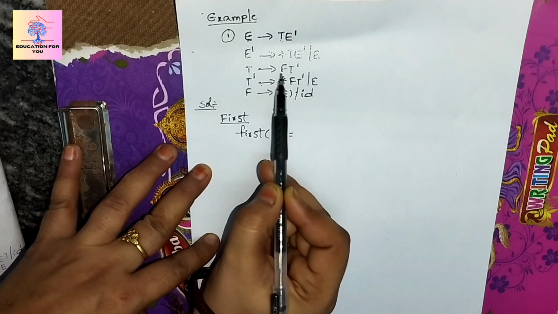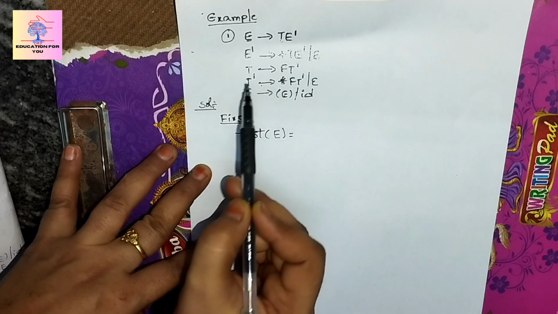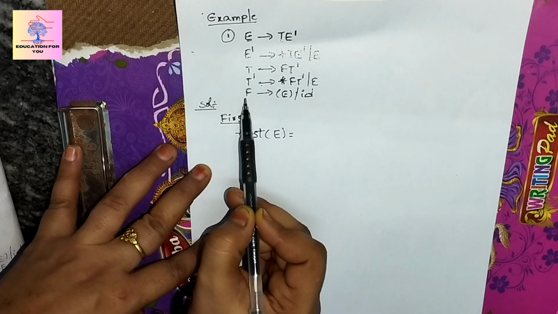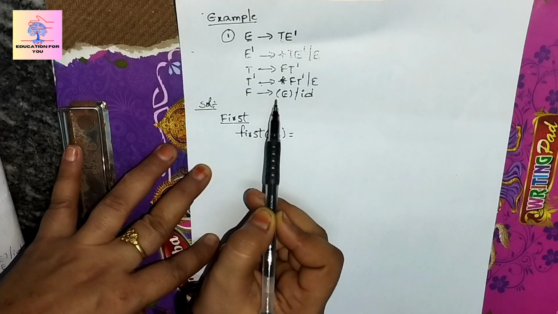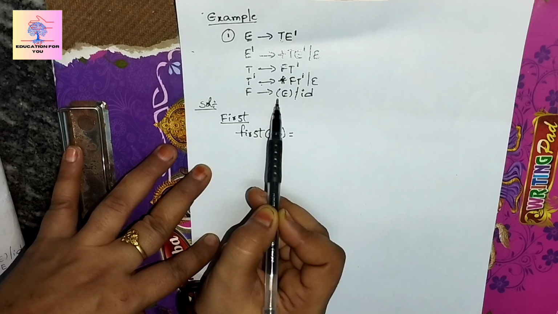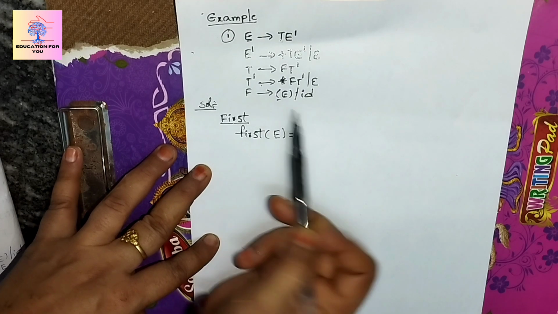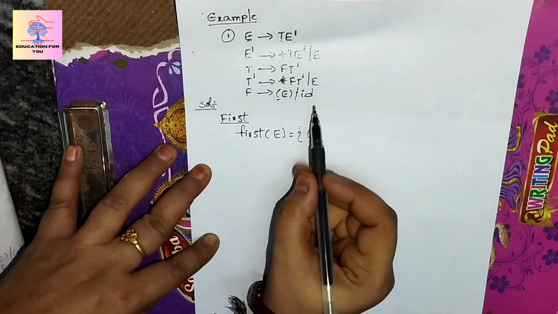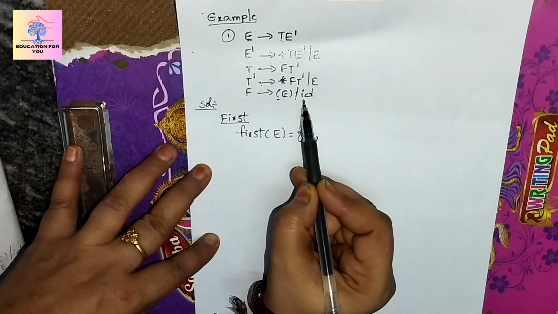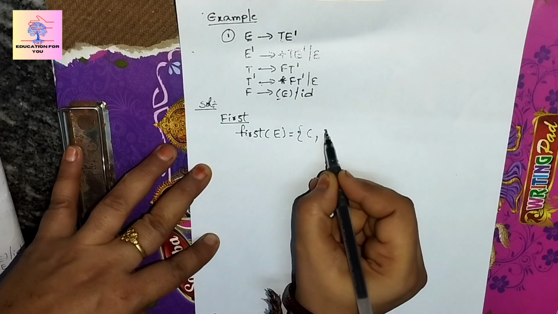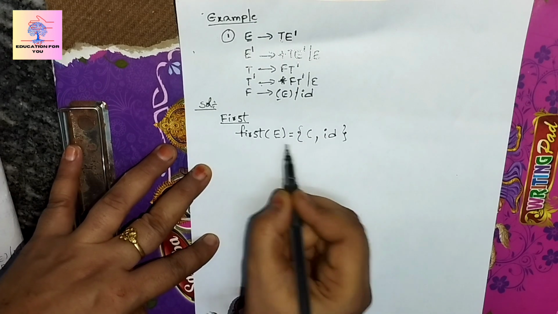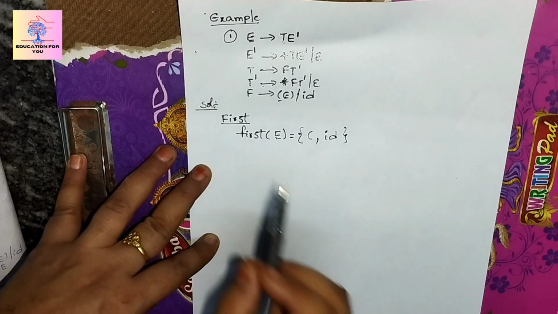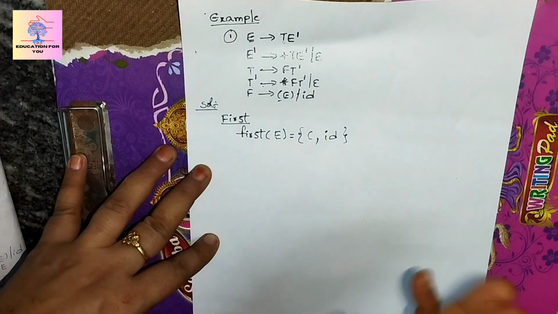Now you have to search for where F is on the left hand side. Here F is there. What is the first of F here? The first one is open parenthesis. After that, here ID is there, right? What is the first? ID. So first of E can become open parenthesis comma ID. So we calculated first of E.